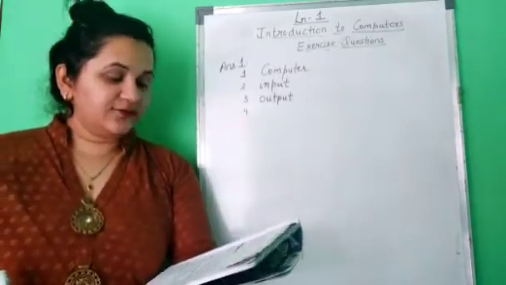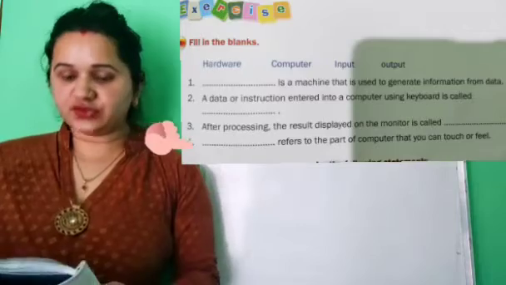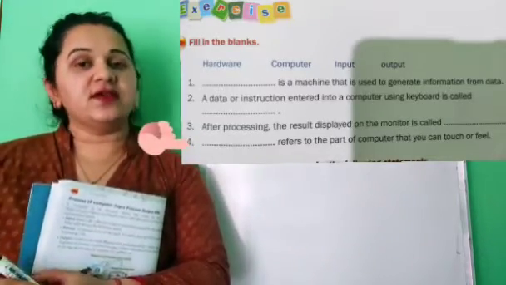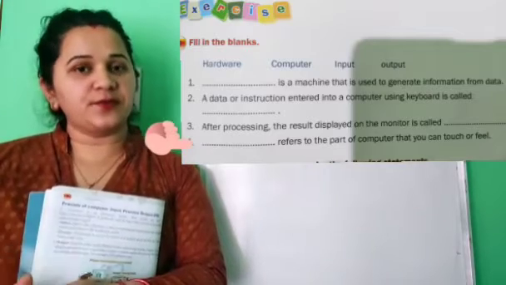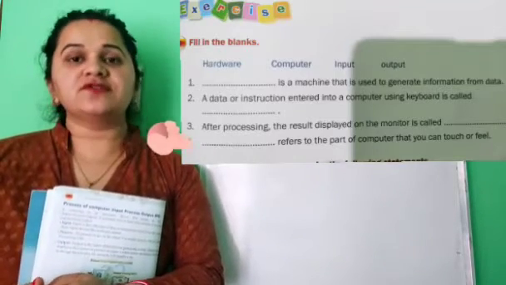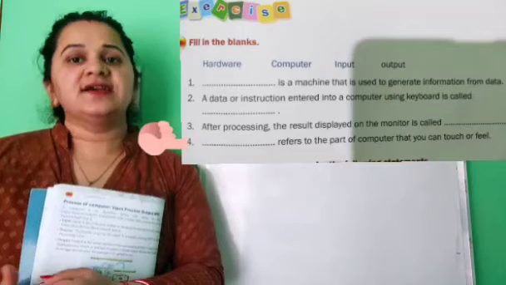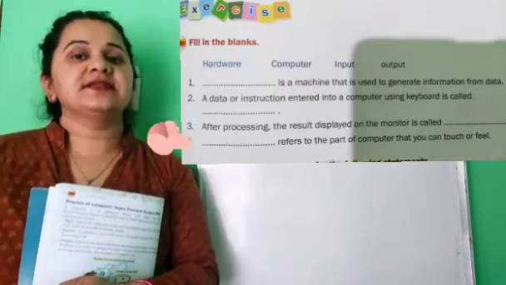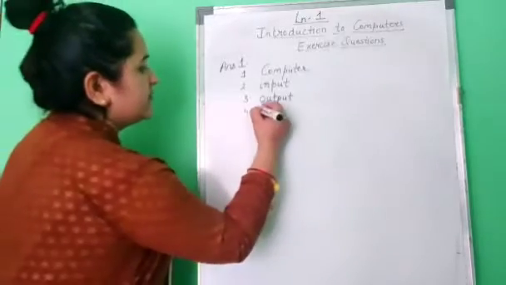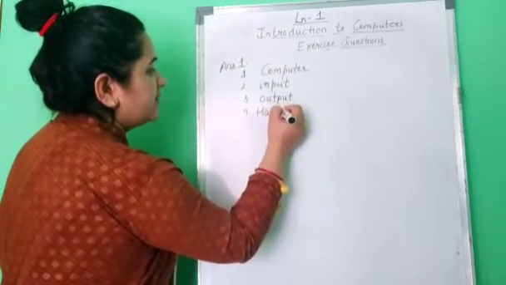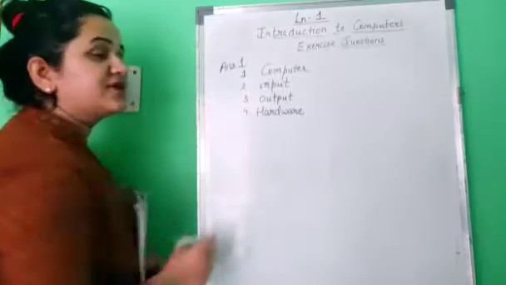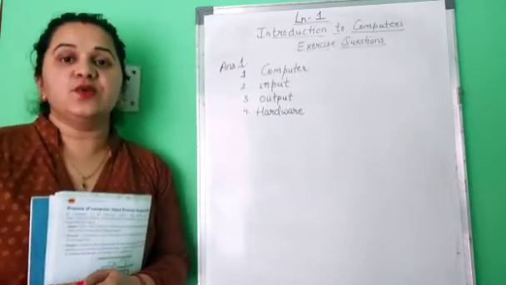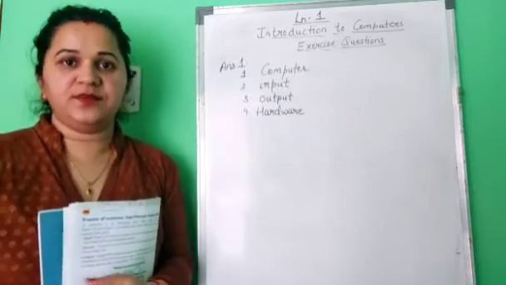Okay. Fourth one, dash refers to the part of computer that you can touch or feel. So children, there are 2 parts of computer, hardware and software. Which one of them you can touch? Yes children, hardware. Hardware are the parts of computer which you can touch. Okay, so write down hardware. And software are what? Which you cannot touch. They are the set of programs, okay, which helps a computer to run.